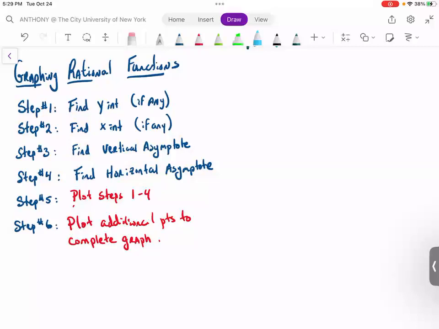Step 1, you find the y-intercept. Step 2, you find the x-intercept. Step 3, you find the vertical asymptote. Step 4 is find the horizontal asymptote. Step 5, you plot everything that you did in steps 1 through 4. And then step 6, you plot even more. You plot some additional points to complete the graph. Namely, you plot additional points surrounding the vertical asymptote.